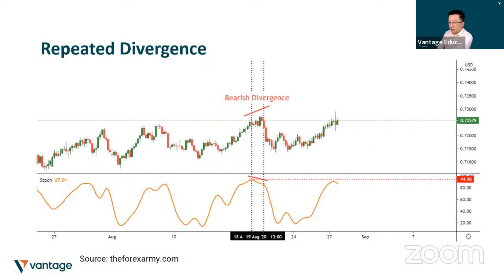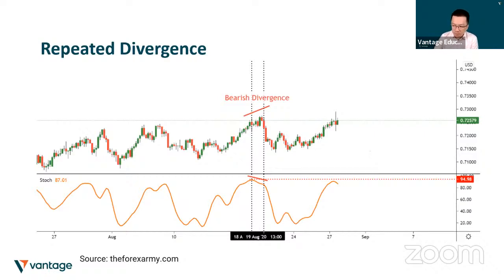Okay, wait, I got a question there. Thanks for it. I'm a newbie, so I don't understand what support or resistance is. All right, I'll get to it, because today is a bit on the divergence.